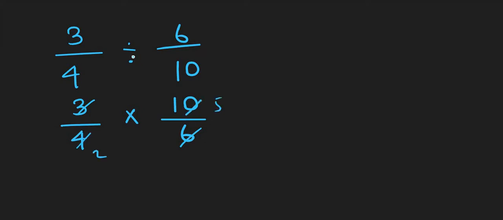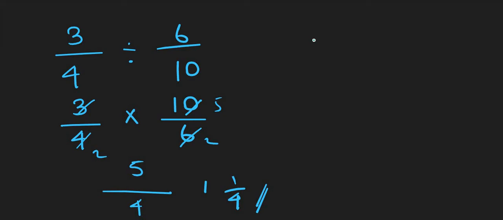If we divide 4 by 2 we get 2. If we divide 10 by 2 we get 5. So our answer is 5 over 4, which can be written as 1 and 1 over 4. Similarly, when dividing algebraic fractions, we can multiply the first fraction by the reciprocal of the second fraction.